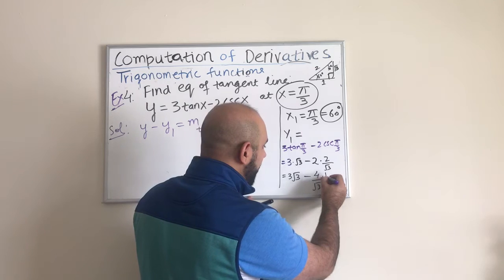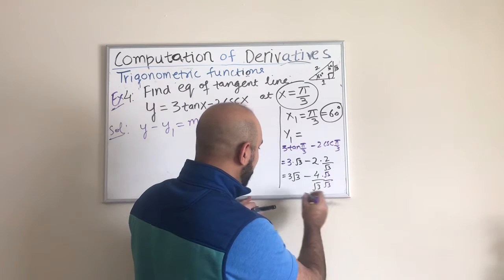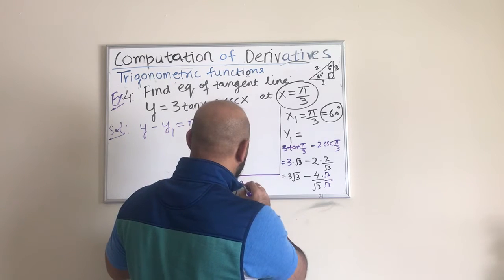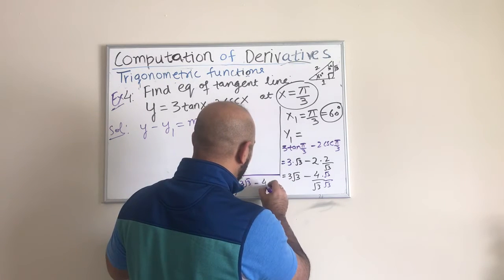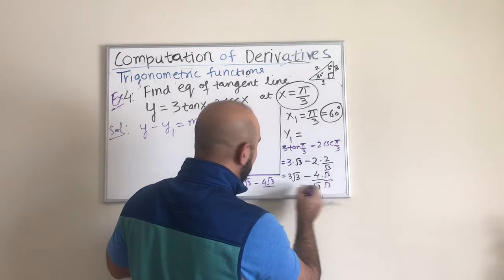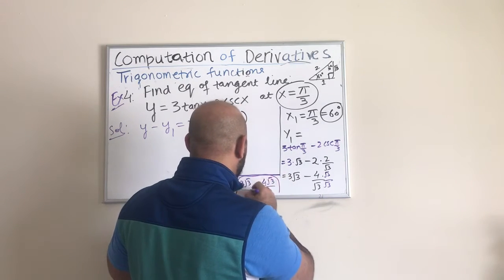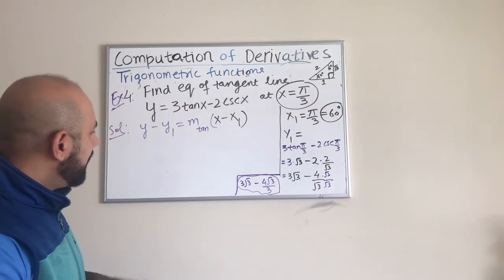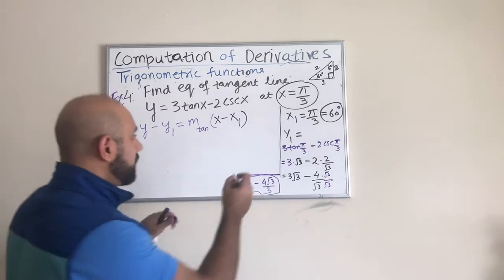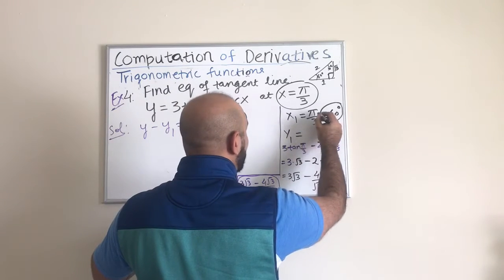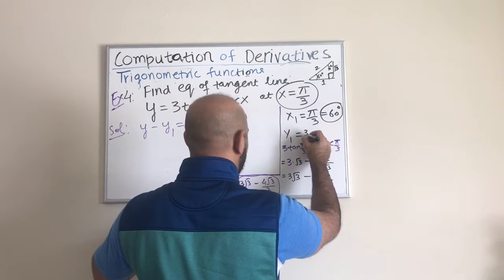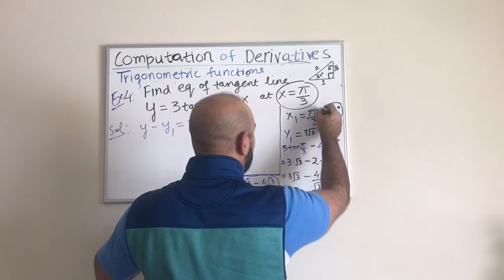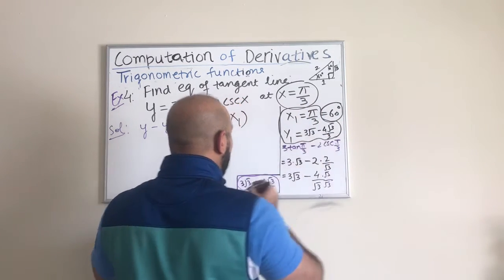We can multiply this by radical 3 over radical 3, so let us see what we get then. Finally, what I get here is 3 radical 3 minus 4 radical 3 over radical 3 times radical 3, which is 3. So guys, we cannot simplify any further, so we can leave it like this. That's my y1, so let me write that y1. So x1 is pi over 3 and my y1 is 3 radical 3 minus 4 radical 3 over 3. Guys, this is my x1 and y1.